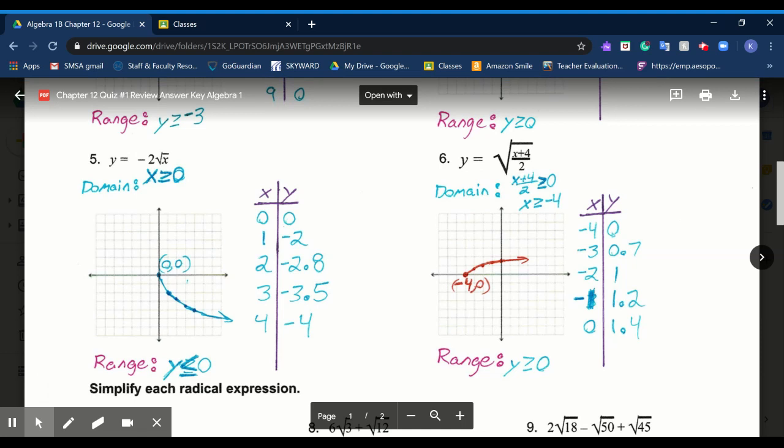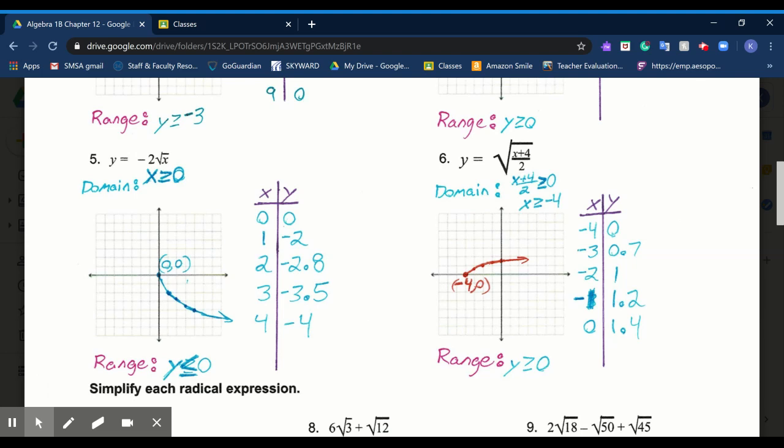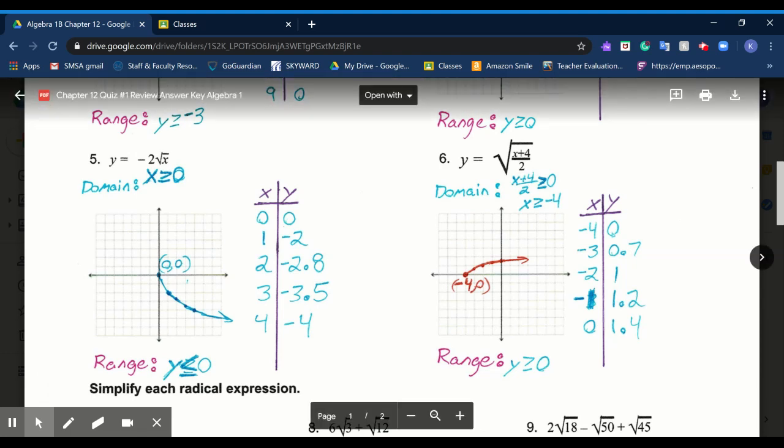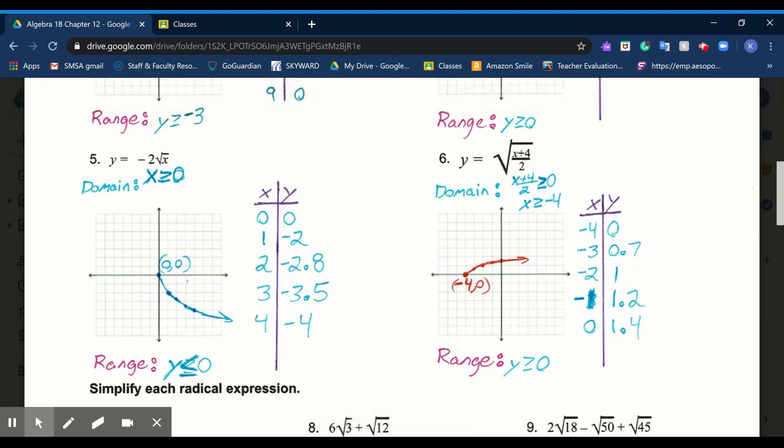Then for 6, because it's a fraction inside the radical, we have to set it up as x plus 4 over 2 is greater than or equal to 0. We would solve then for x, so multiply both sides by 2. Then subtract the 4, so x is greater than or equal to -4. When we plug that back into the original, that gives us our value for the range, y is greater than or equal to 0. Plug in our 4 other values for x, get our y's, and graph your curve.